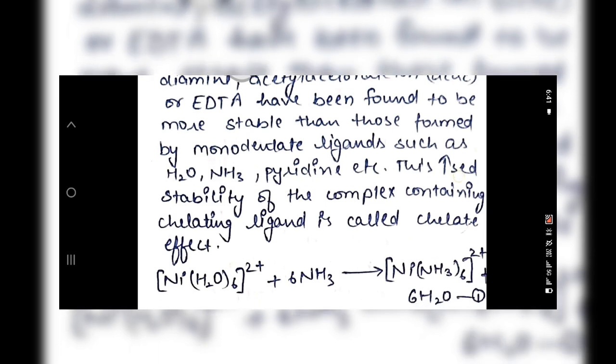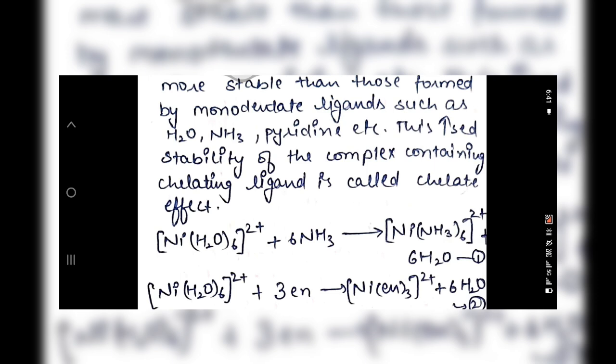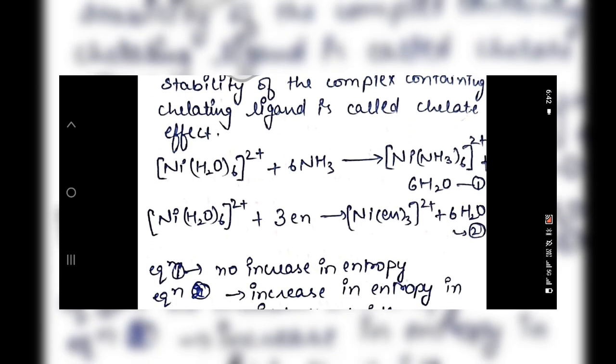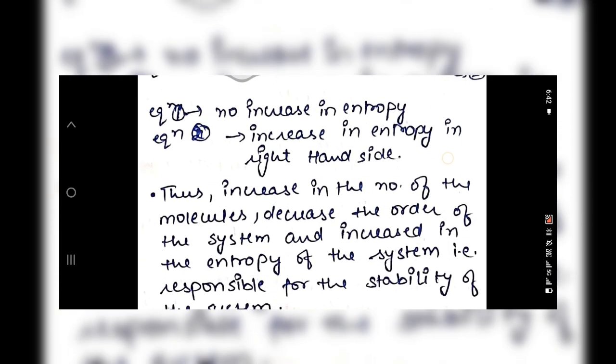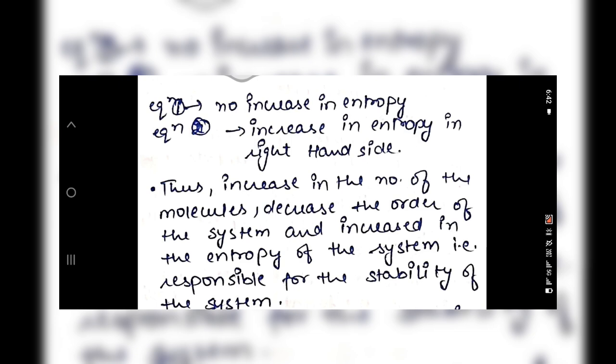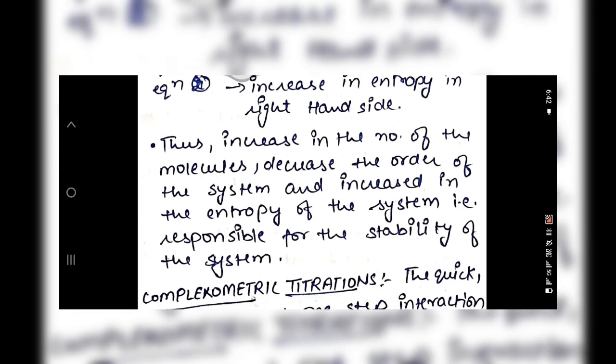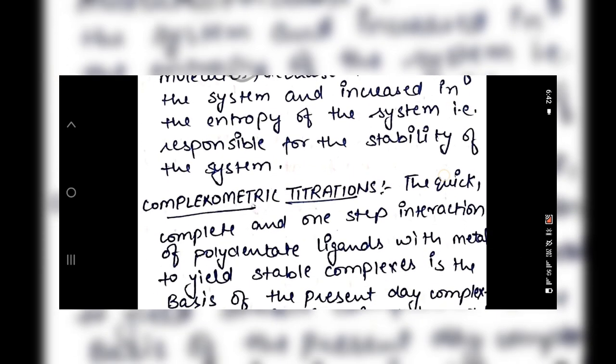For example, if we use a monodentate ligand, then there will be no increase in the entropy in the product side. Whereas when we use a polydentate ligand, which is either a bidentate ligand or a hexadentate ligand, for example EDTA, then entropy will increase in the product side. Thus, increase in the number of the molecules decreases the order of the system and increases the entropy of the system, that is responsible for the stability of the system.